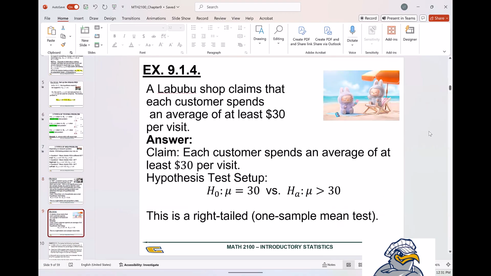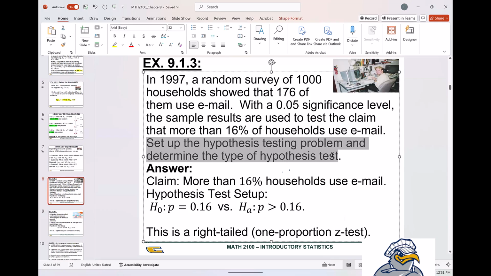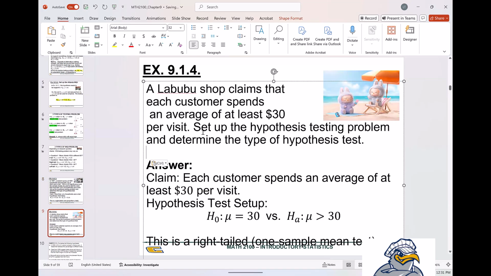Another example here: a Labubu shop claims that each customer spends an average of at least $30 per visit. So in this case, again, we set up the testing problem. I think we should do the same thing here, just set up the hypothesis setting, which I put here for completion.